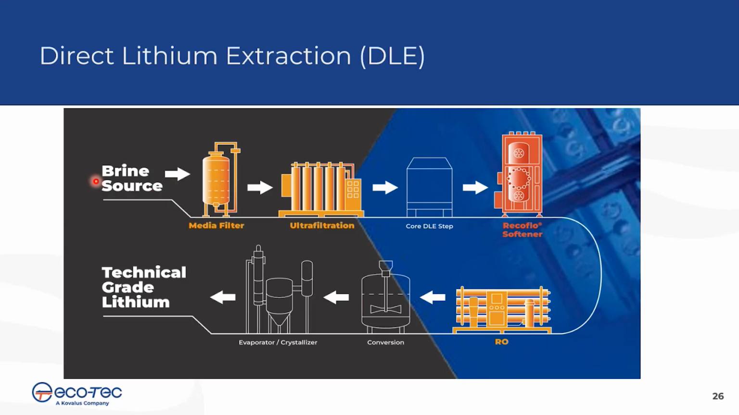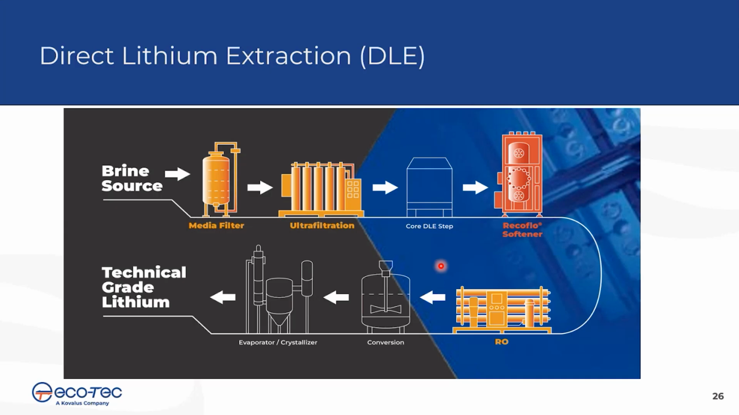Starting with the brine source, the first job is pretreatment, removing suspended solids and protecting everything downstream. CaCO₃ can support this with our spectrum filter unit operation, and covalent membrane solutions provide UF capability that has been applied in DLE flowsheets and demonstrated at large scale. Next is the core DLE step. That's where lithium is selectively captured and released, and we generate the eluate.